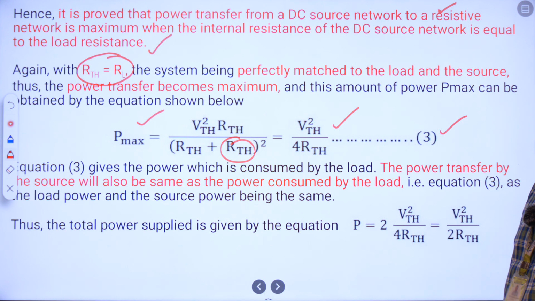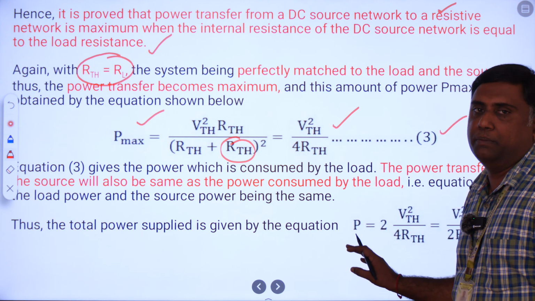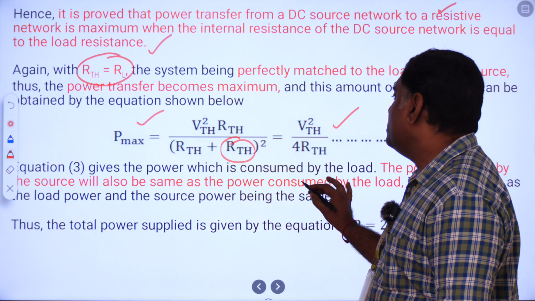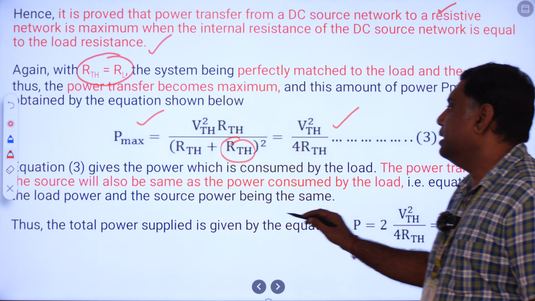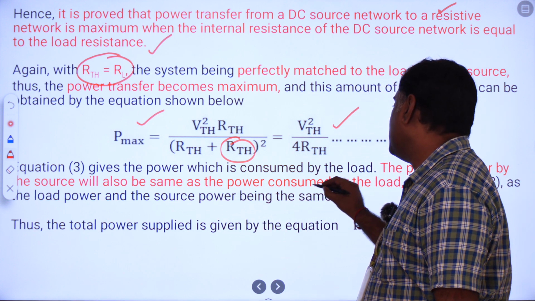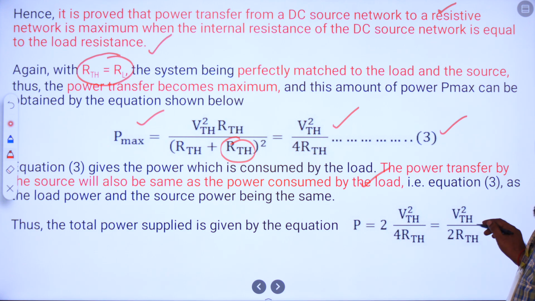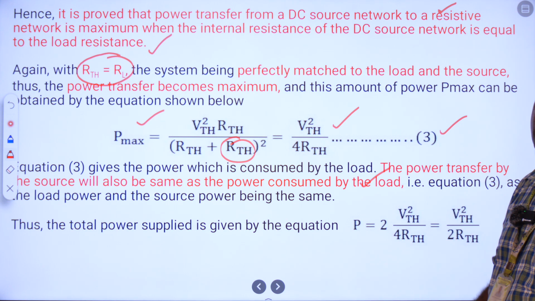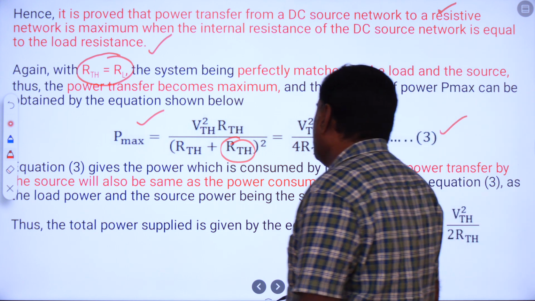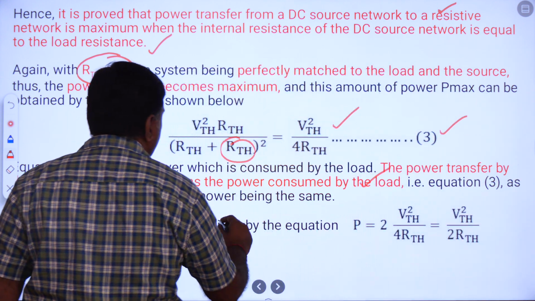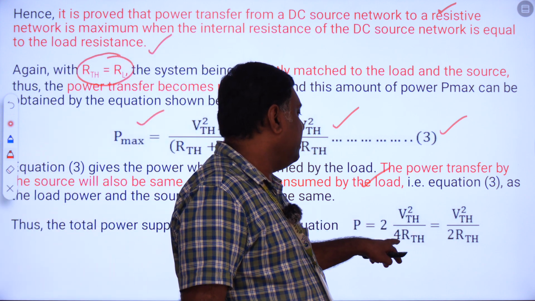This is equation number 3, a very important equation to solve GATE problems. Equation 3 gives the power consumed by the load. The power transferred by the source will also be the same as the power consumed by the load when we achieve the point R Thevenin equals RL. The total power supplied is given by P equals 2 into V Thevenin squared by 4 R Thevenin.